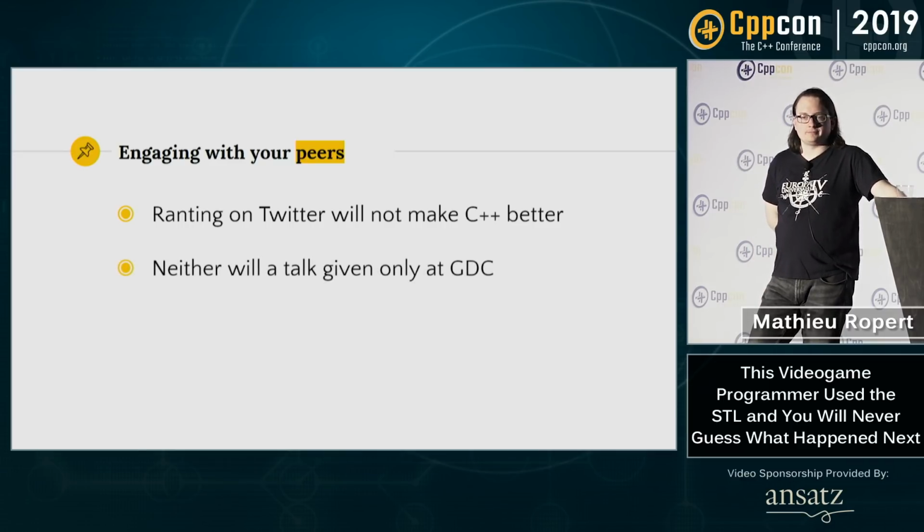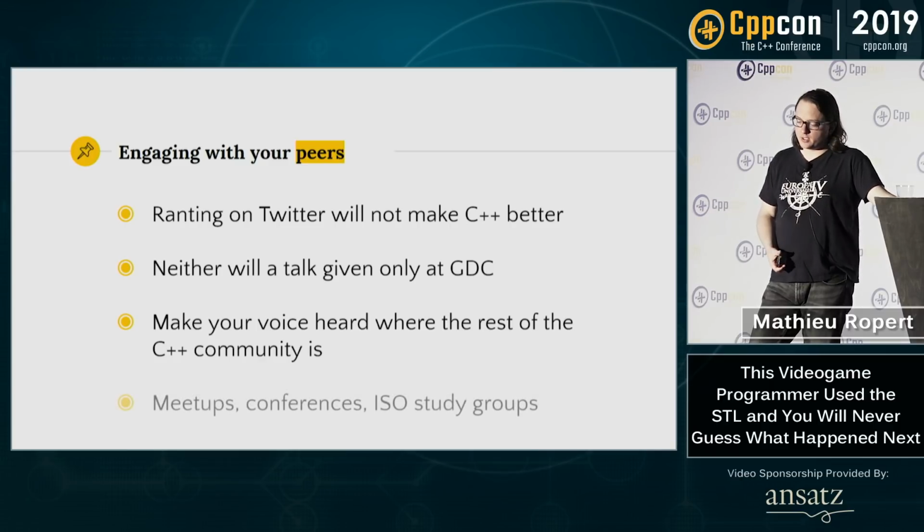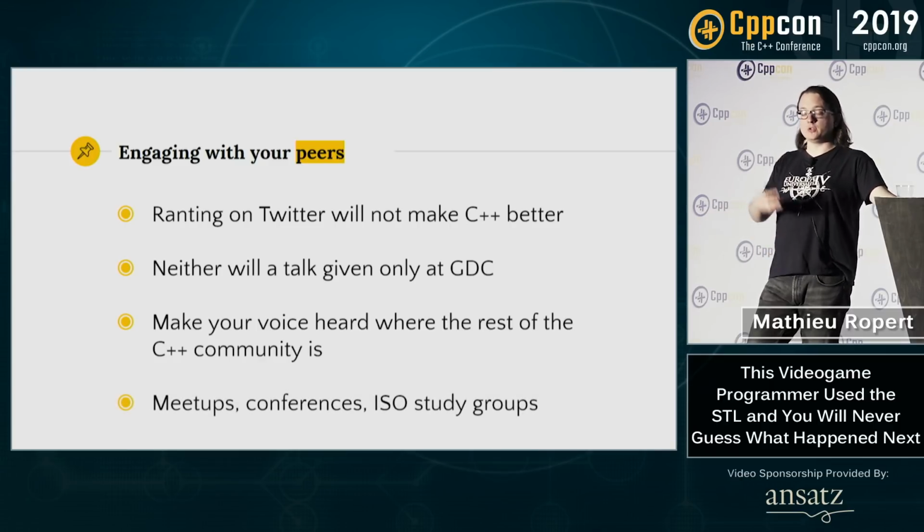Also, if you give a talk about a problem, please don't give it at a conference that I am totally not naming here. That is a good conference, but has all of its videos behind a paywall. Because most of the people here and at the committee will not see it. Make sure that your voice is heard where the actual C++ community is and where the people who can do something about it, or decide to help you do something about it, can hear it. Go to meetups, go to conferences, go to the ISO study group. SG14 is open to everybody.